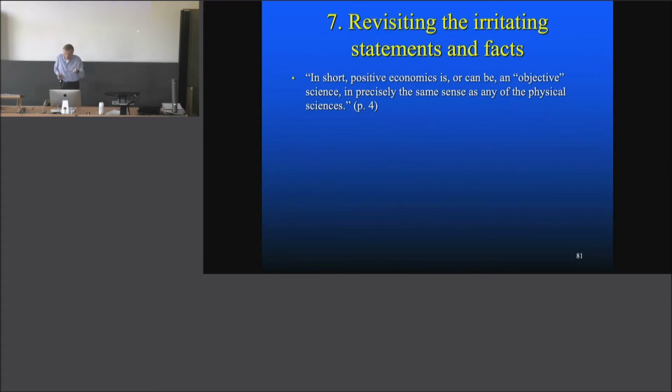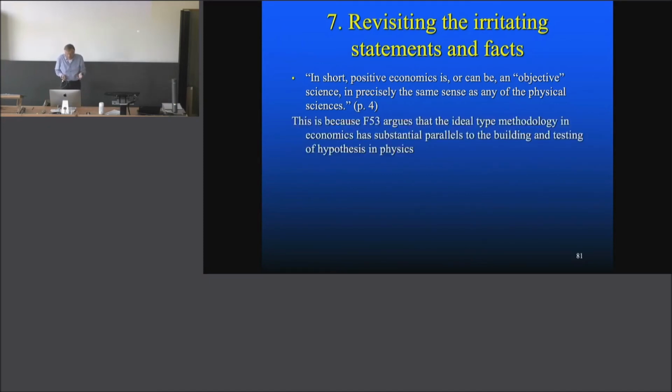So one of them was, in short, positive economics is or can be an objective science in precisely the same sense as any of the physical sciences. Well, this is because he argues that the ideal type methodology in economics has substantial parallels to the building and testing of hypotheses in physics. And he's even more right than he knows, because he knows too little physics.